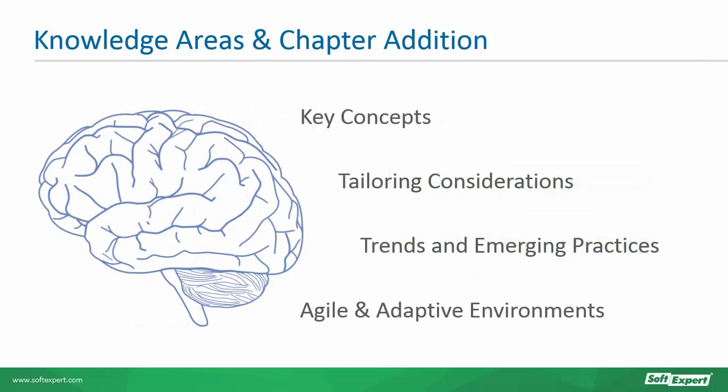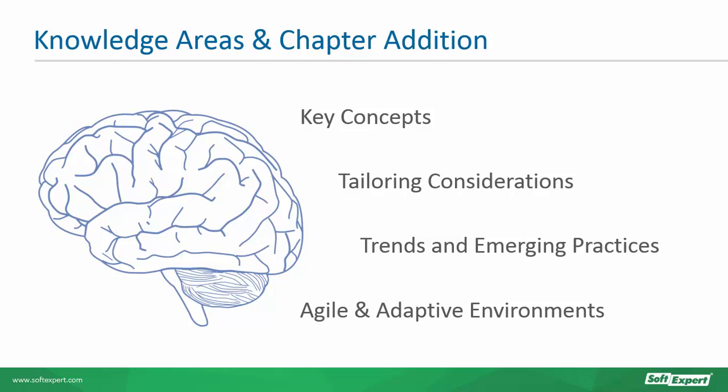Now, every knowledge area in the PMBOK 6th edition will have this 4-section structure supporting ideas, aligning with the project needs. First, we have the key concepts. It's self-explanatory, gives a starting point and a solid foundation to work on. Tailoring consideration. Earlier editions had mentioned tailoring, but no specific need was mentioned. Now on 6th edition, there are more detailed guidelines and explanation on this matter.